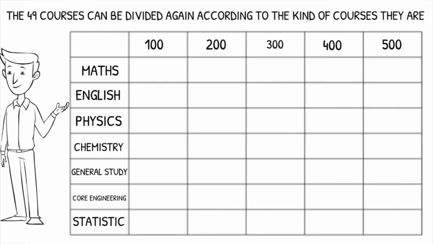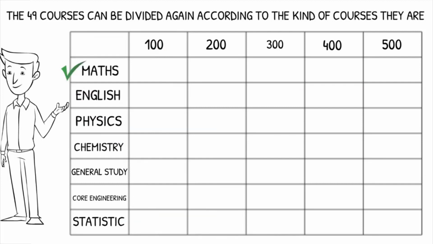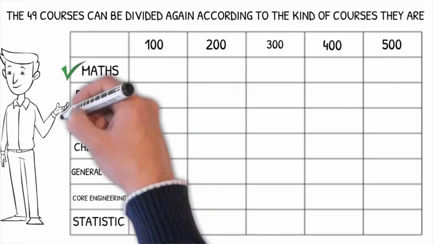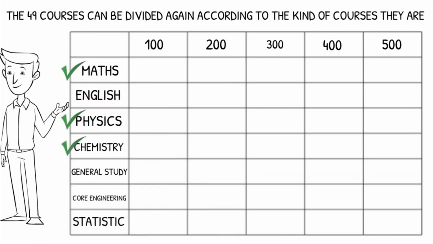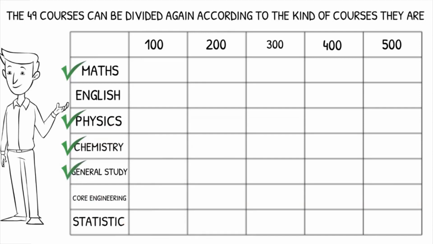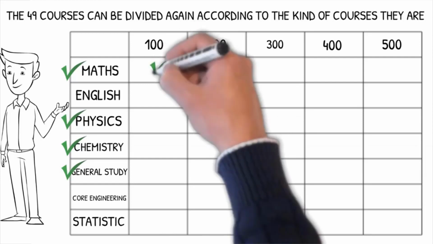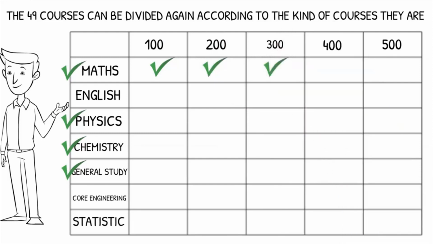So the courses that have to do with mathematics are called mathematics courses. The ones that have to do with physics are called physics courses. The ones that have to do with chemistry are called chemistry courses. The ones that have to do with general studies are called general studies courses. Note, when we say maths courses, all the maths courses are not done in one level. You could do some in the first level, you do some more in maybe 200 level, maybe you do some more again in 300 level. Maybe 400 level you don't do maths courses at all. Maybe 500 level you don't do maths courses at all.